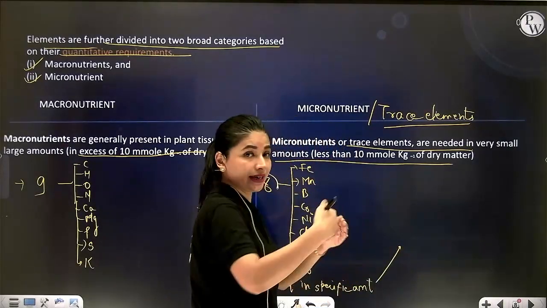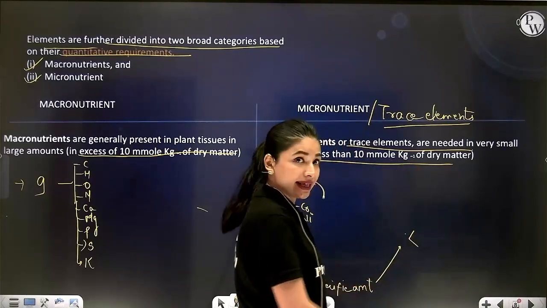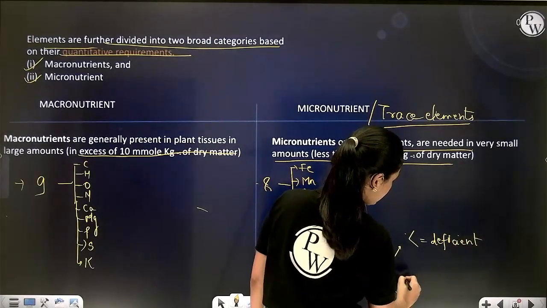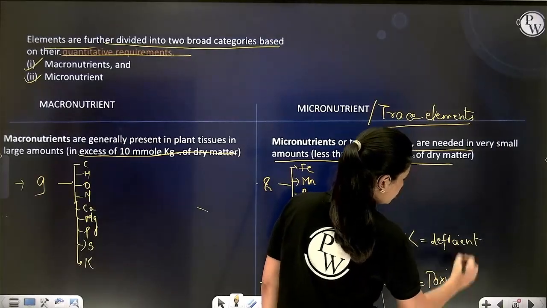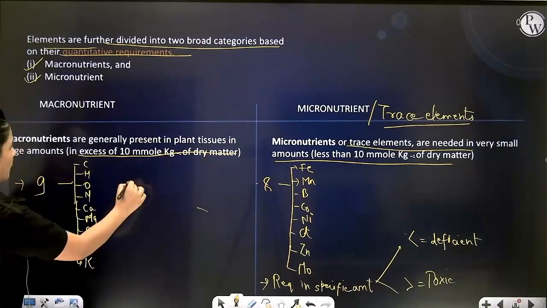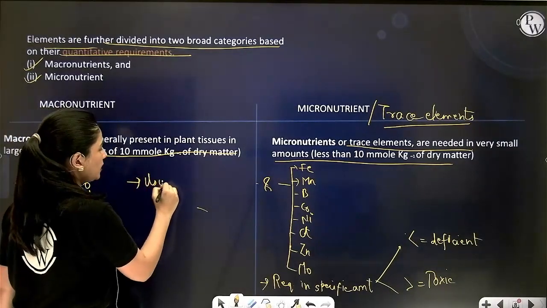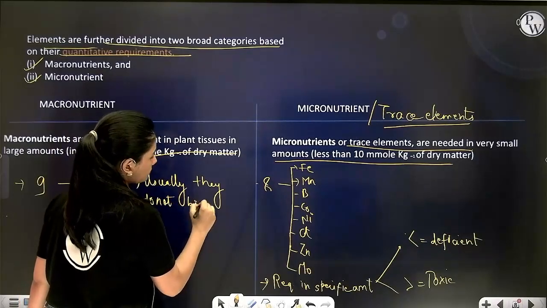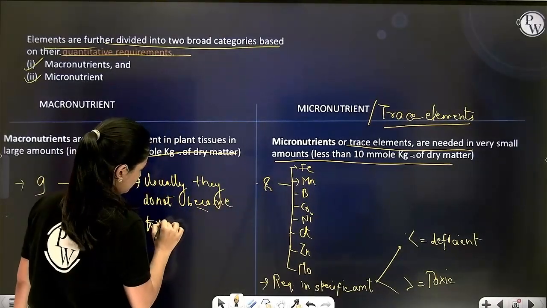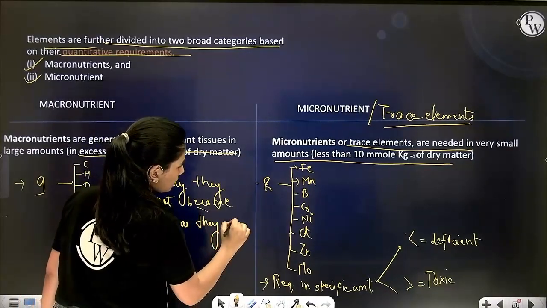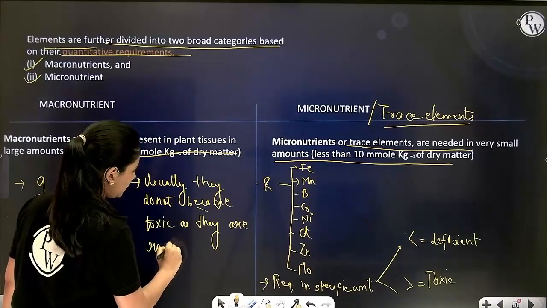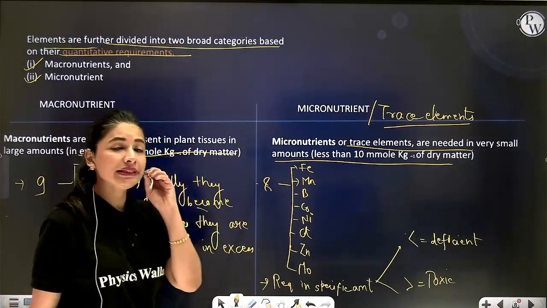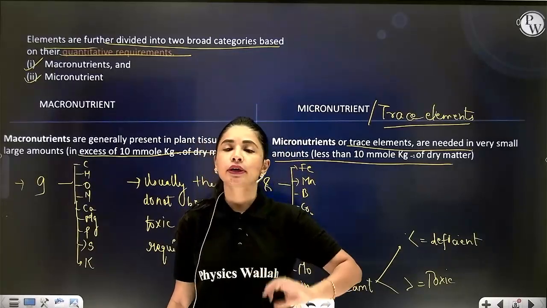Right? If given lesser than that, then it becomes deficient. And if given more than that, then they become toxic. Clear? But if I talk about macronutrient, usually macronutrient do not become toxic, as they are required in excess. Clear? So these are the basic differences between macronutrient and micronutrient.